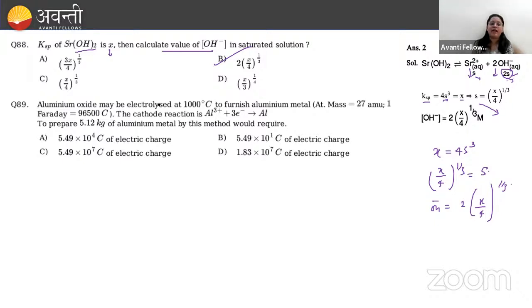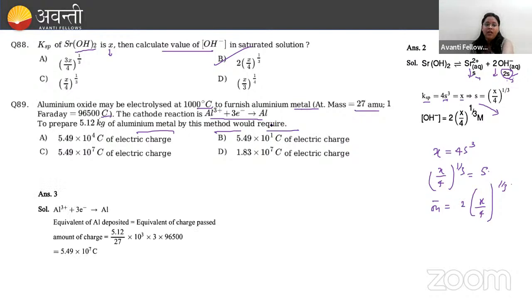Aluminum oxide may be electrolyzed at 1000 degrees Celsius to furnish aluminum metal whose mass is 27 AMU. The value of 1 Faraday is given, that is 96500 Coulomb. The cathode reaction is given: Al3 plus plus 3 electrons gives aluminum. To prepare 5.12 kg of aluminum metal by this method, how much electric charge would be required to do this conversion? So here you can see this is our reaction.